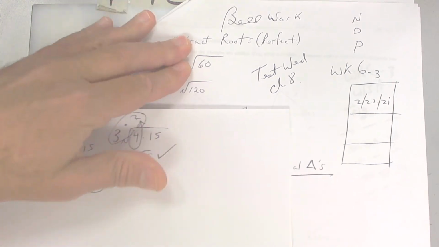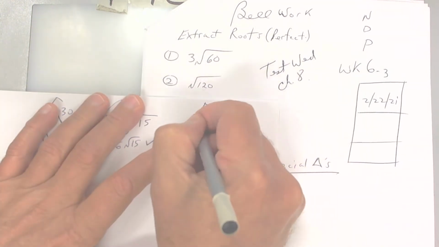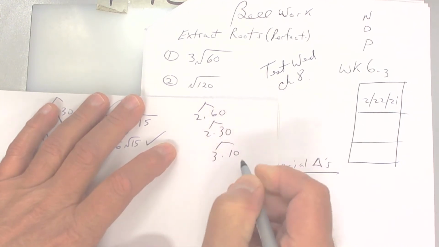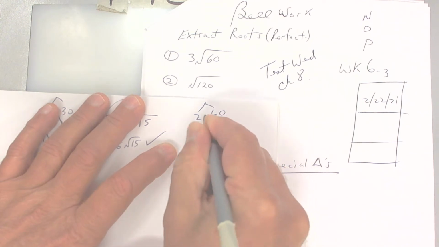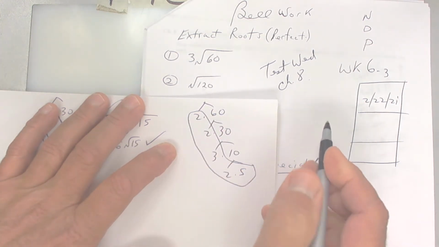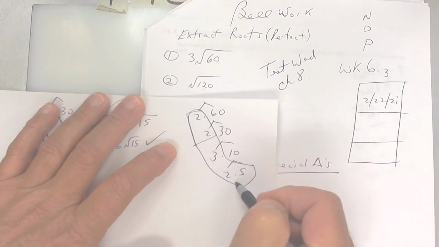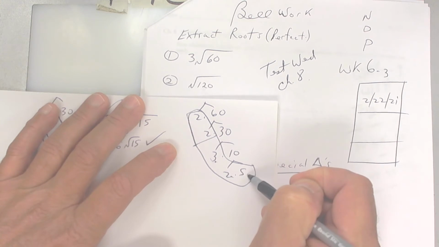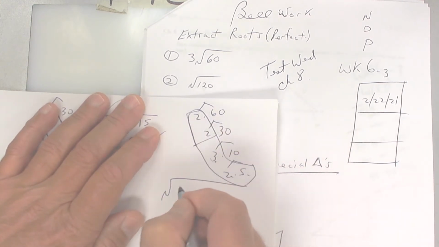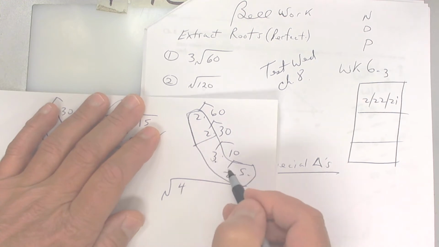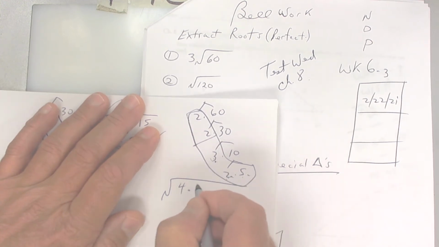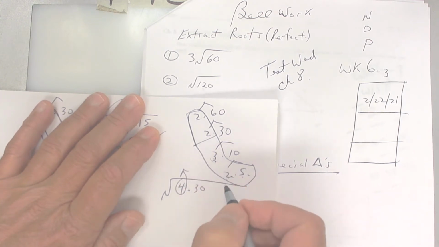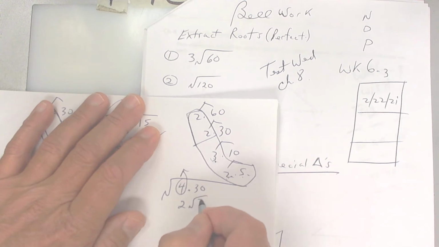All right, let's look at the next one. 120, you got to break that up. So it's going to be 2 times 60, 2 times 30, 3 times 10, and 2 times 5. You're looking for 2 of a kind to make a pair. Here's 2 2s, and then you don't have any more pairs. You don't have another 3, you don't have another 2, and you don't have another 5. So you're going to end up with 2 times 2 is 4, 3 times 2 is 6, times 5 is 30. All right, so this adds up to 120 when you multiply. So the square root of 4 is 2, so your answer is going to be 2 square root of 30.